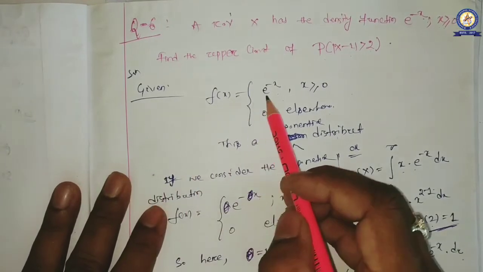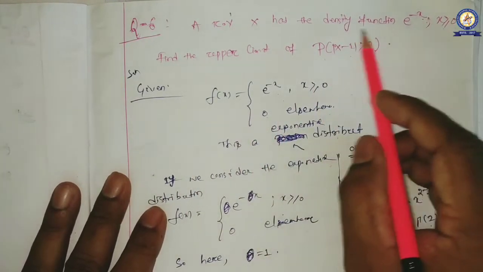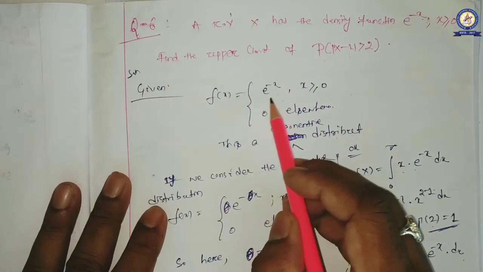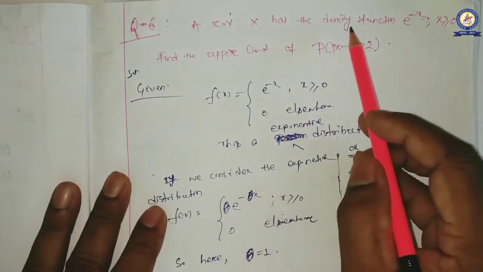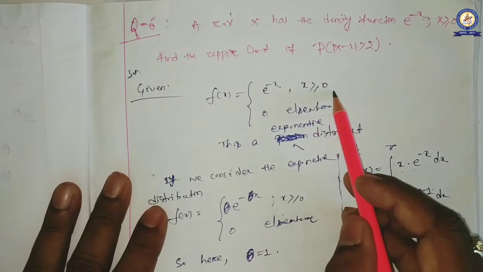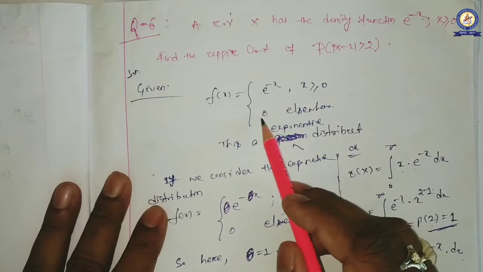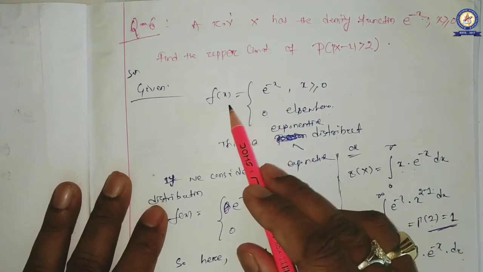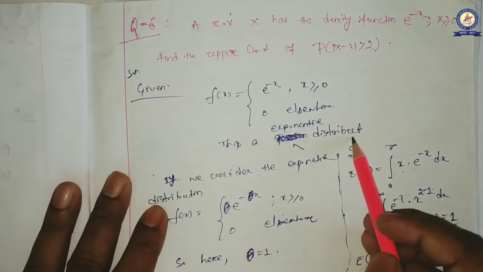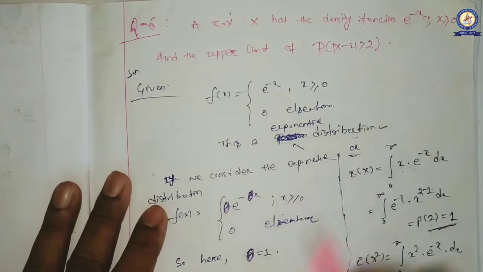Given that the probability density function is e to the power minus x, this is a continuous distribution function. Here the density function is e to the minus x for x greater than 0, so obviously for other values of x, this PDF will be 0 elsewhere. This is an exponential distribution.